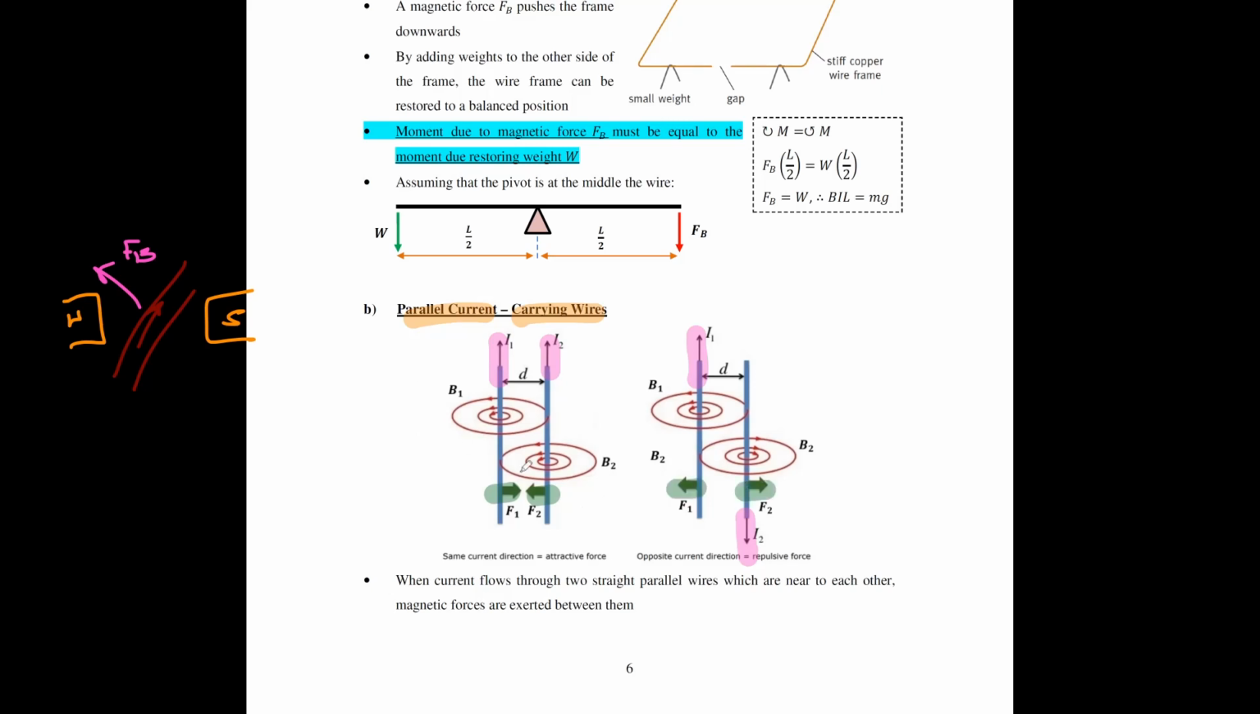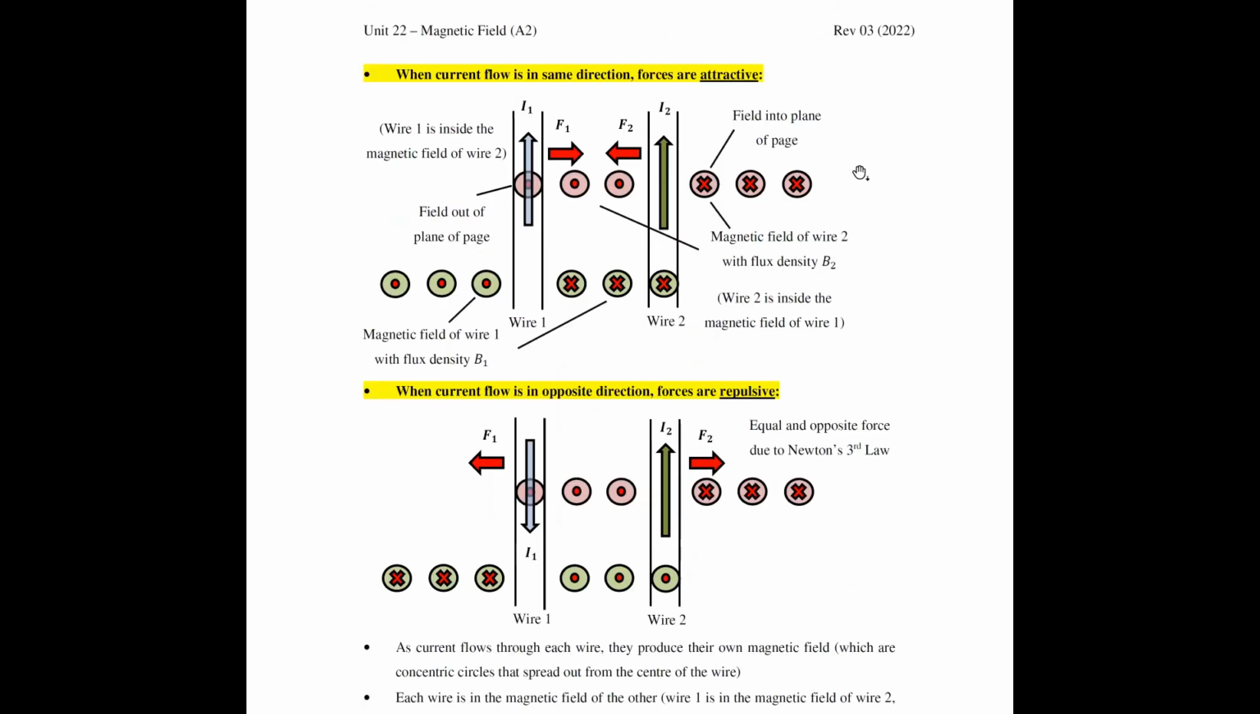Now, why are the forces attractive and repulsive here in the first place? You can analyze the wires one by one. So for this one, just have a look at the next page. Just now I mentioned that when current flows in the same direction, the wires will experience attractive forces. So let's consider two wires, wire 1 and wire 2. Let's consider wire 2 alone first.